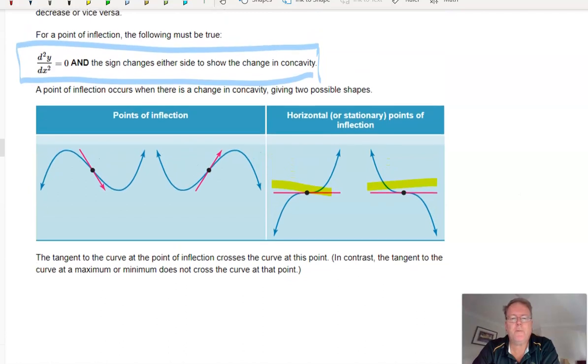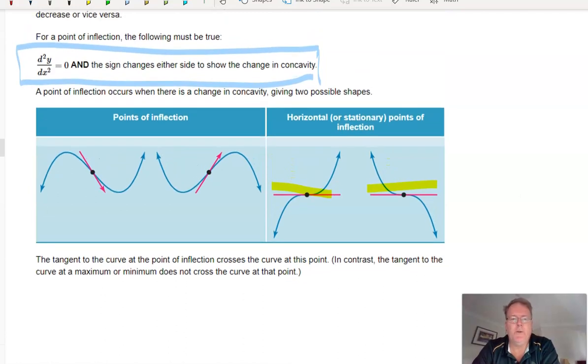You can also examine what's going on with the tangents. We can see that in points of inflection, the tangent at that point actually crosses the graph. That's a bit of a weird definition because tangents by definition don't cross the graph, but at points of inflection, they actually do. So that's how we use curve sketching. In the next video, we're going to look at some examples of applying the mathematics to seeing how that looks in a graph.